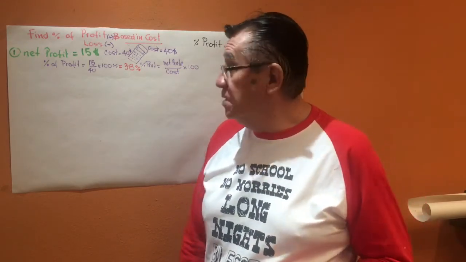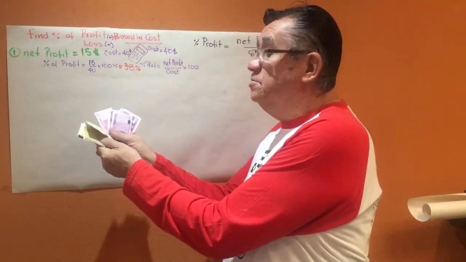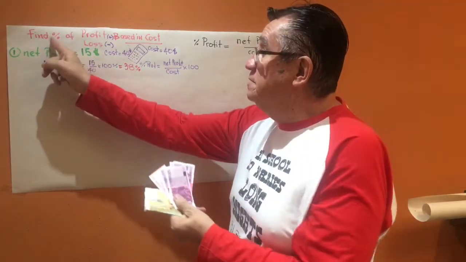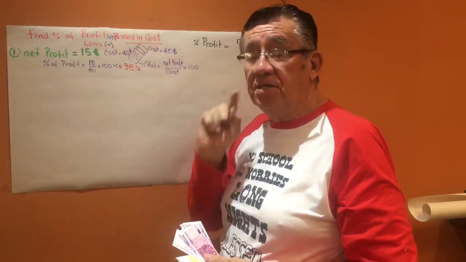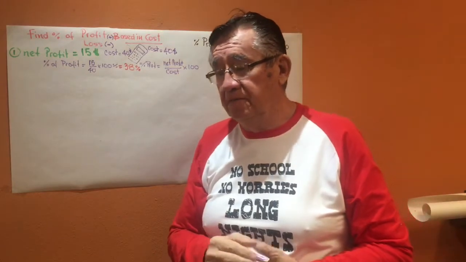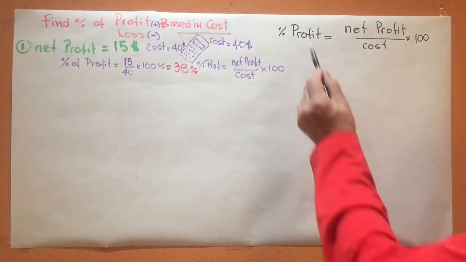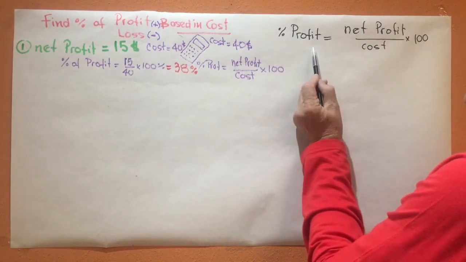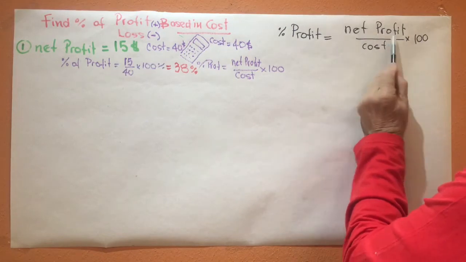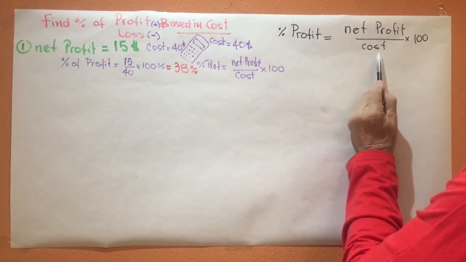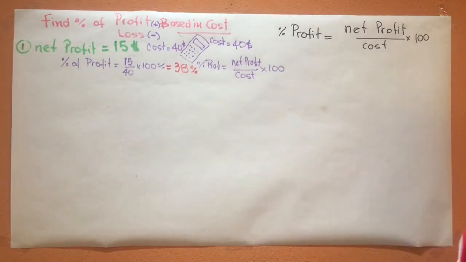Today's topic is profit, which comes from how to use your money. That means finding the percentage of profit or loss based on the cost of something. Okay, we're going to define what the percentage of profit is. Percentage of profit is net profit divided by the cost of something, times 100. That's what defines percentage of profit.